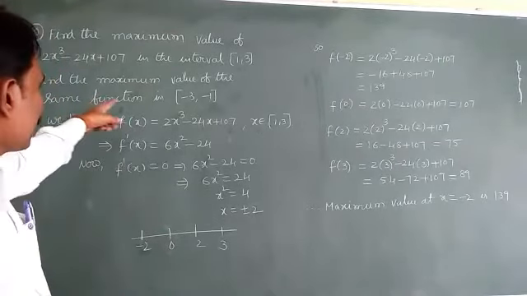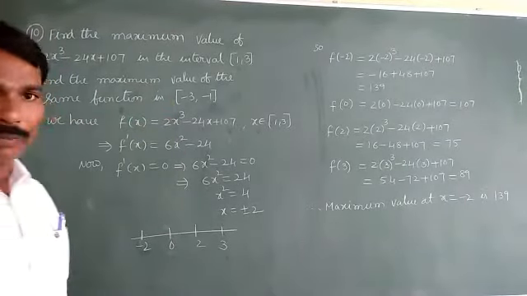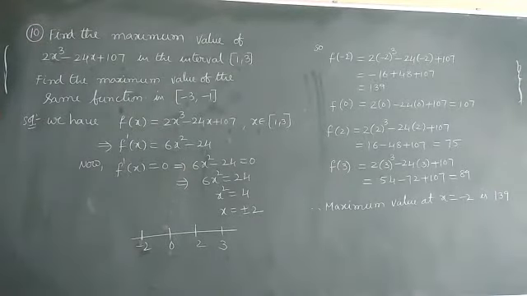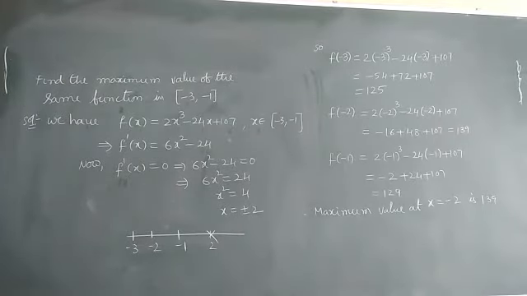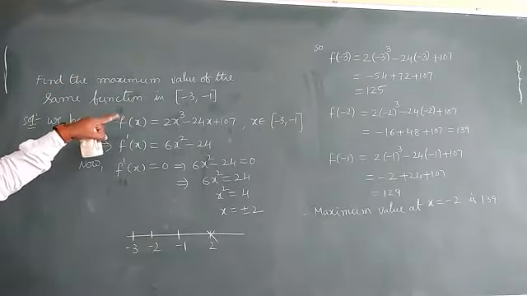If you copy it, I will explain the second one. x belongs to minus 3 comma minus 1. Okay, note down. In the second part, already completed the first part. Again, you have to do this.